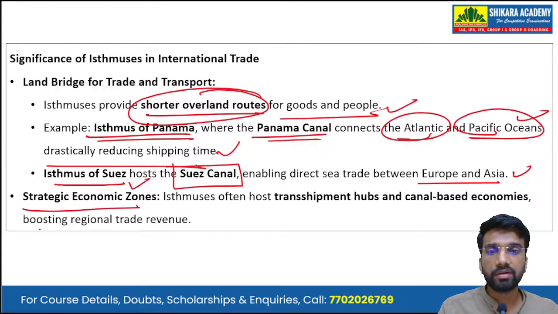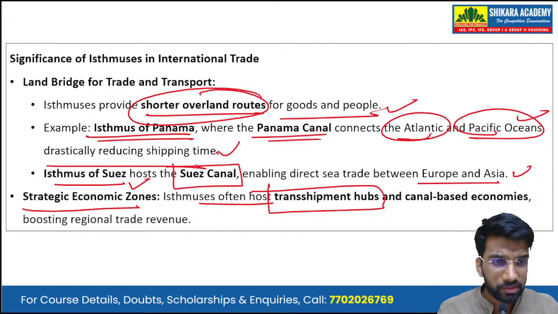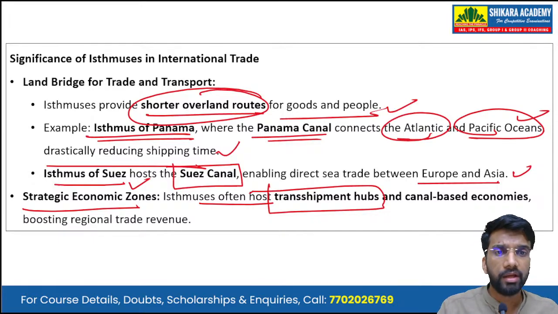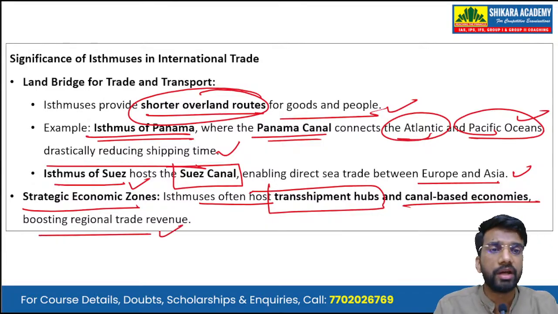Then there are strategic economic zones. Isthmuses often host transshipment hubs. Okay, because they have these important canals, they are important sites for transshipment hubs and canal-based economies, and thus they boost regional trade revenue.